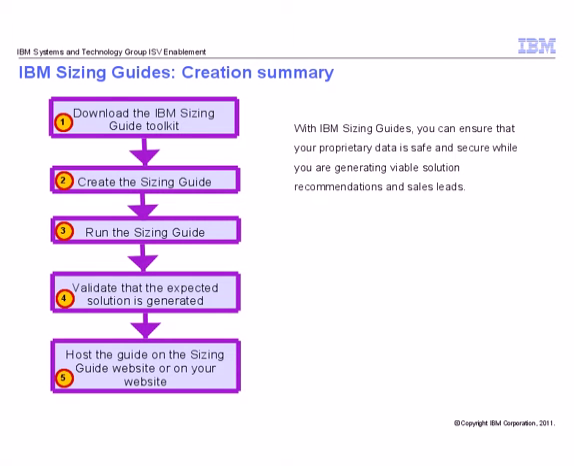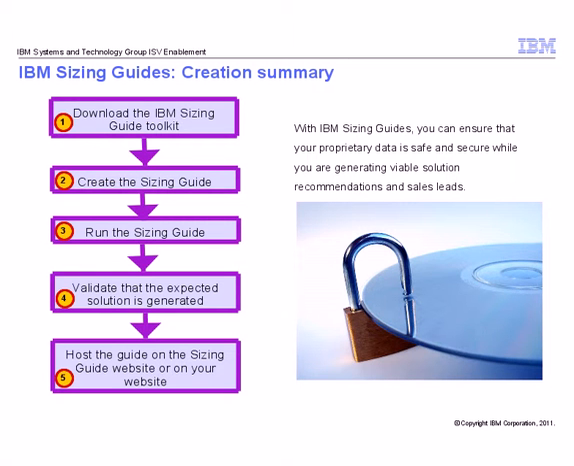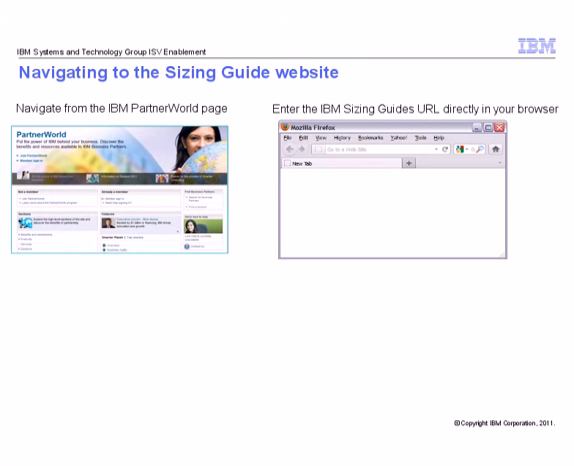With an IBM Sizing Guide, you ensure that your proprietary data is safe and secure when you are generating viable solution recommendations and sales leads. Hosting it on the IBM Sizing Guide website allows potential customers, IBM business partners, and IBM or ISV sales teams to access the sizing guide and enter their requirements to generate customized hardware recommendations. There are two ways to reach the IBM Sizing Guide website. You can either navigate from the IBM Partner World page, or you can enter the URL directly into your browser.